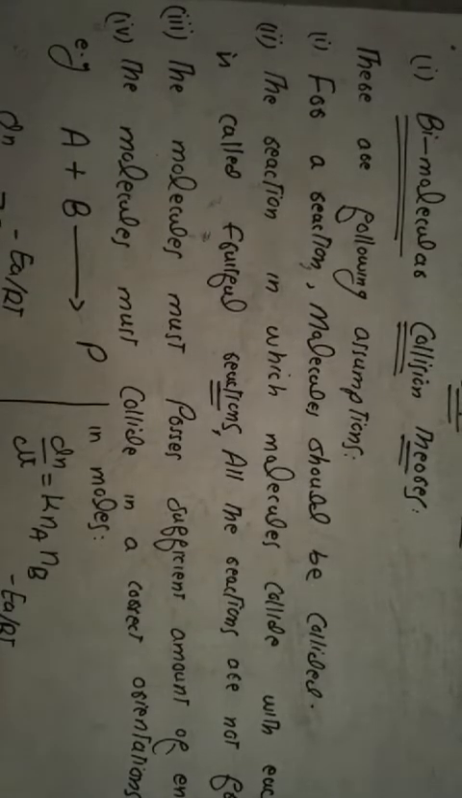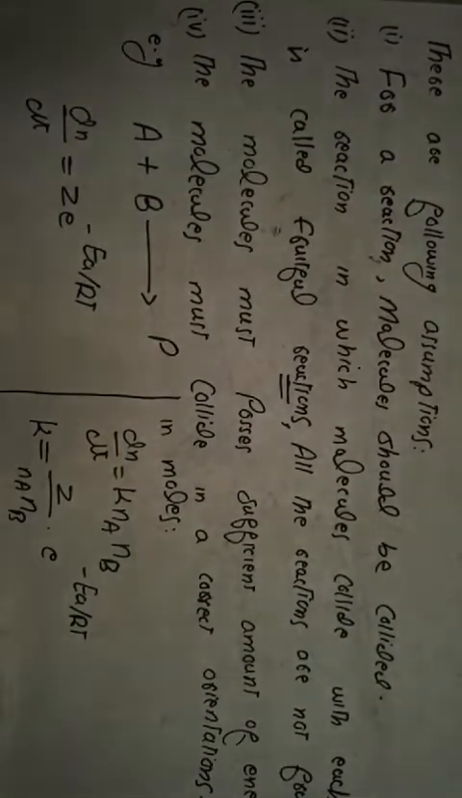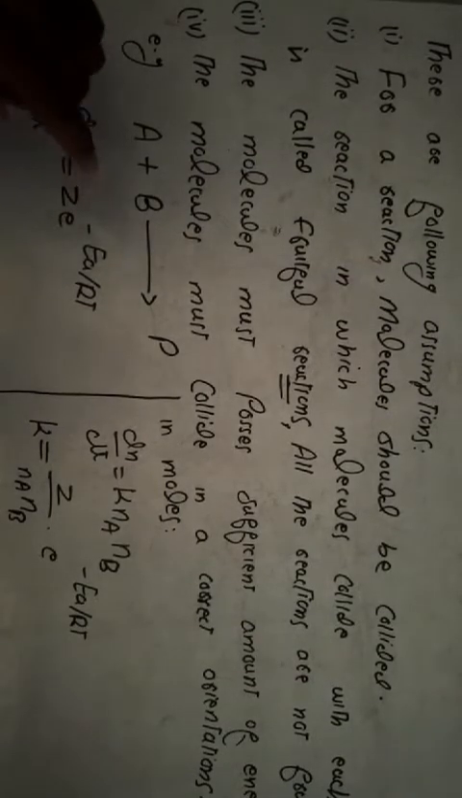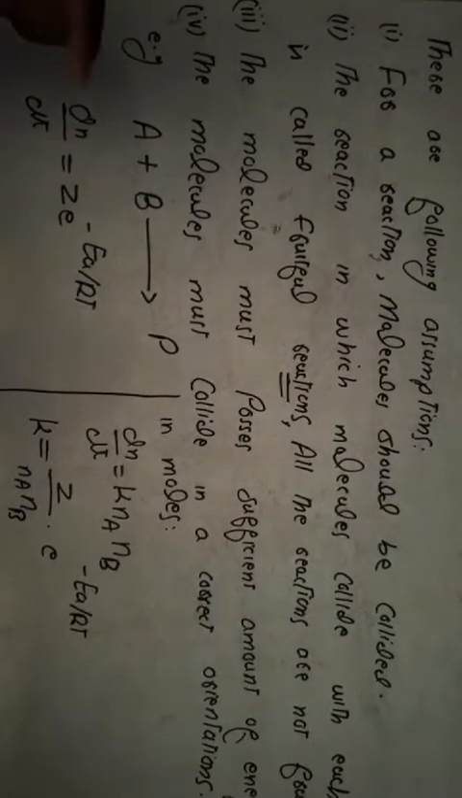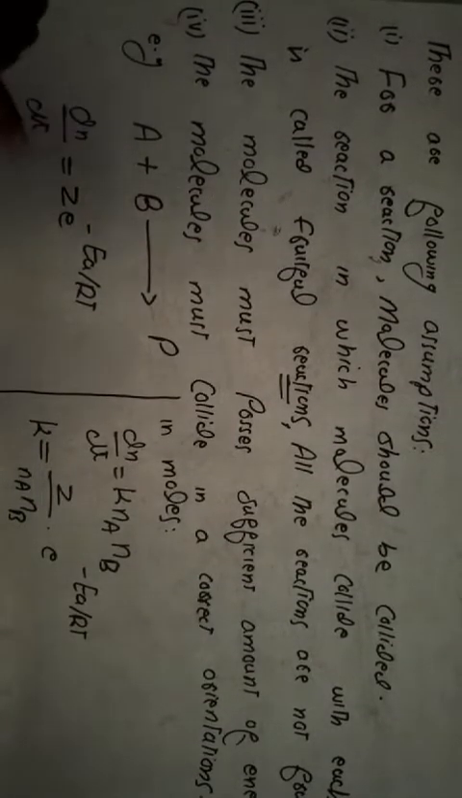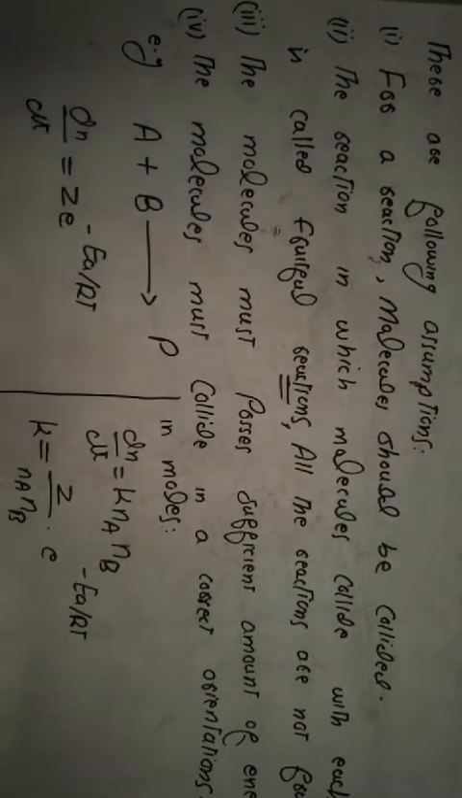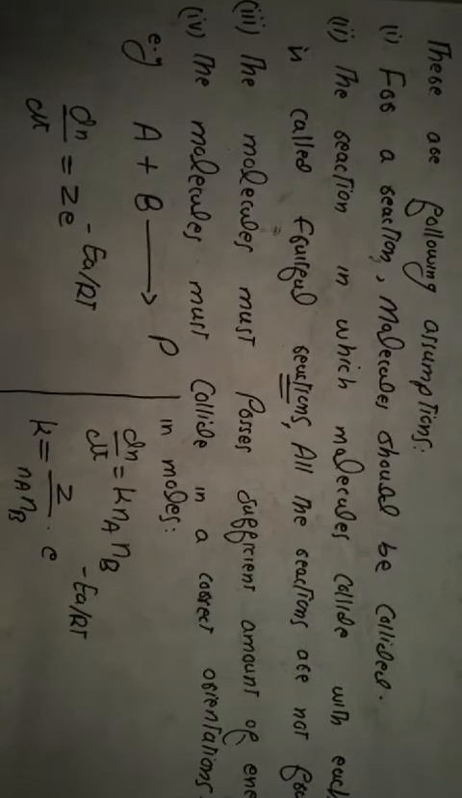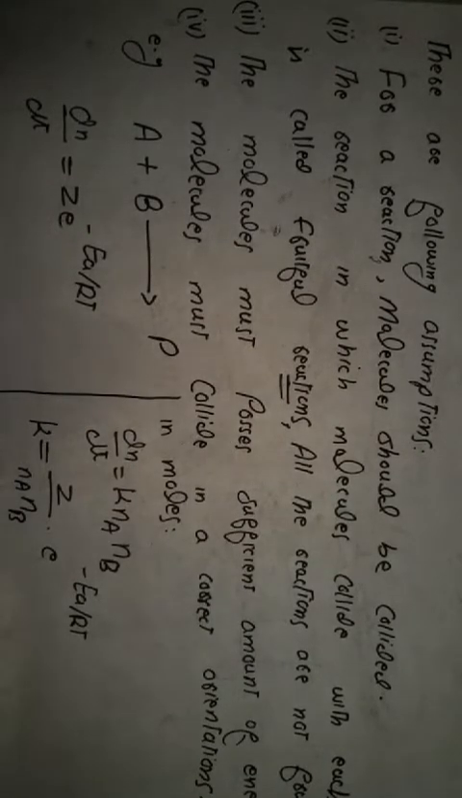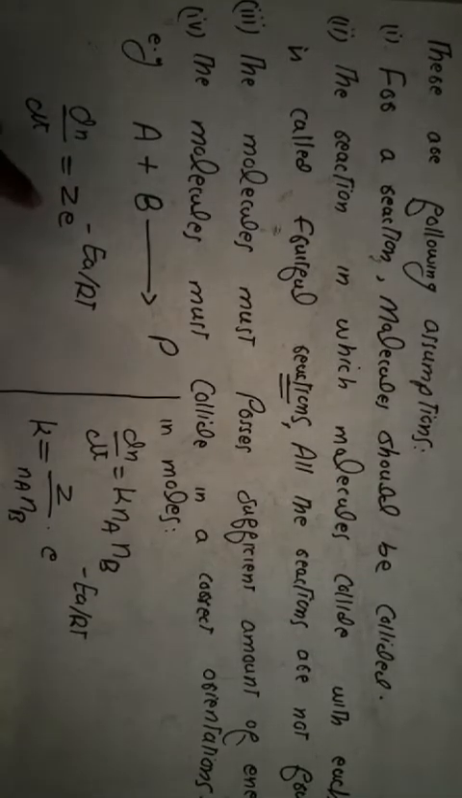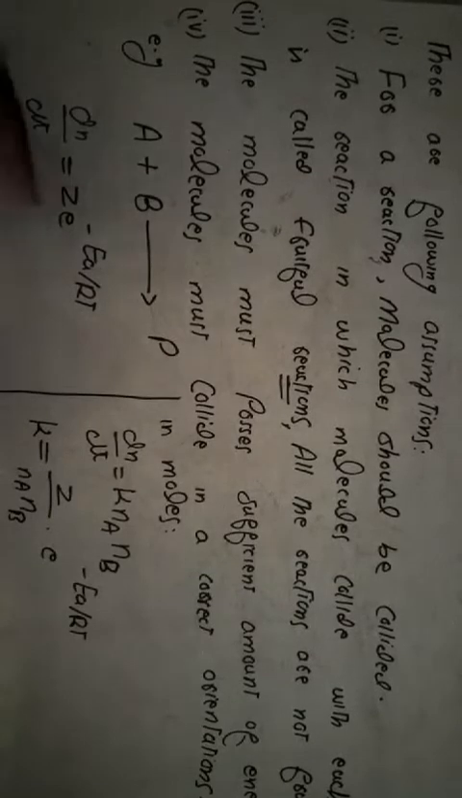Let us consider two reactants, species A and species B. These species react with each other to form a product. The rate of the reaction is given as dN over dt equals Z e raised to the power minus Ea over RT. What is N? N is the number of molecules. In bimolecular collision theory, the value of N is 2. What is Z? Z is the number of collisions per unit time per unit volume.